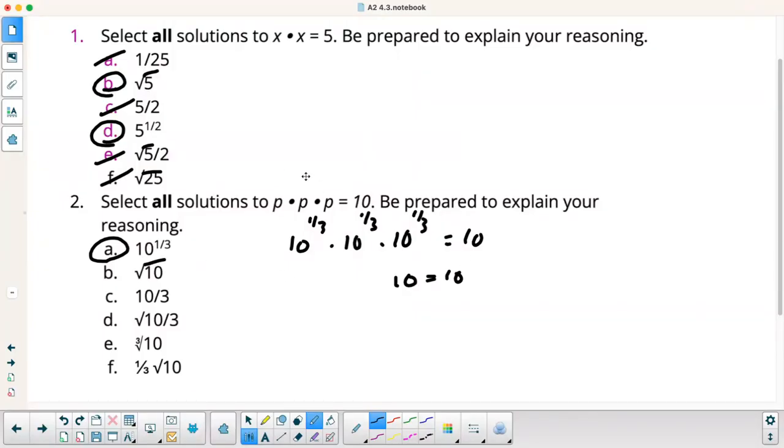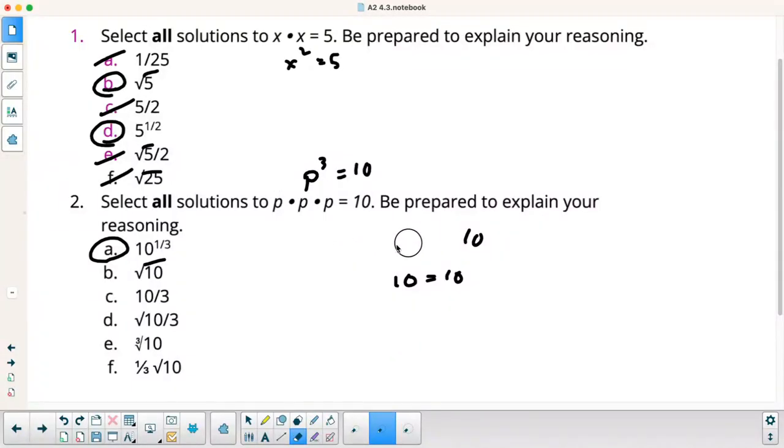So you could, if you wanted to, use this equation too. This is the same thing. I could have done that up here too. I could have said x squared equals 5. They're the same. You can use it either way, whatever makes sense for you on that particular question.